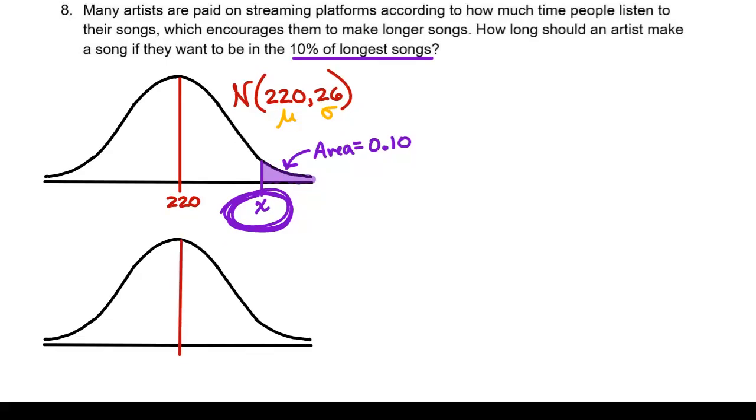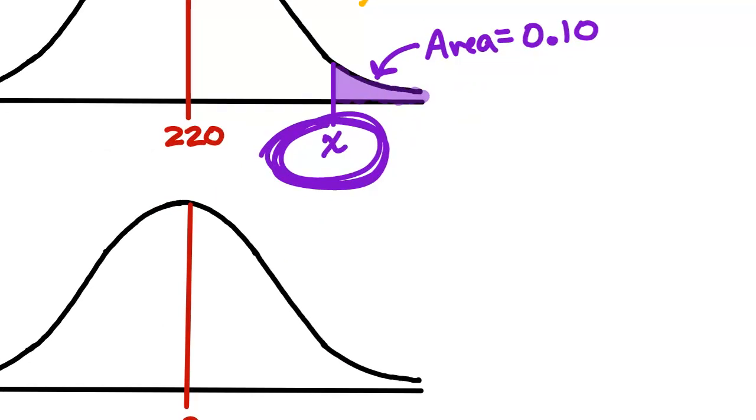So coming down to my standardized curve. What's the mean on a standardized curve? 0. It's a normal curve with a mean of 0 and a standard deviation of 1. Mean, standard deviation.